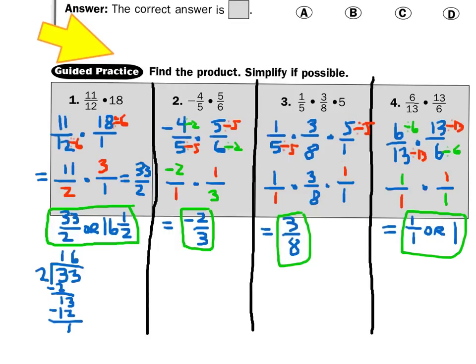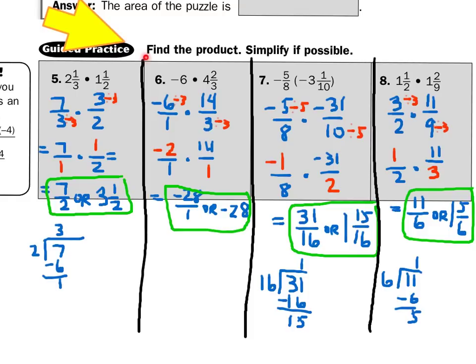And now I just multiply all the numerators. 1 times 3 times 1 gives me 3. 1 times 8 times 1 gives me 8. And I box my answer. Look at number 4. 6 over 13 times 13 over 6. Well, you should know what's happening here. Look at the 13s. They're going to cancel each other out and make 1s. And the 6s are going to cancel each other out and make 1s. So I just get 1 over 1, or just 1.